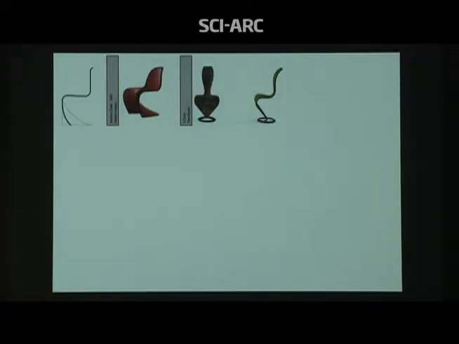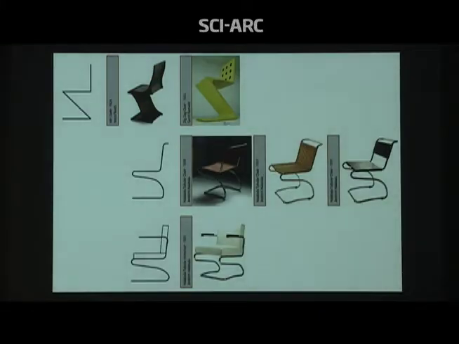The Panton chair, fascinating because the diagram is understood only as a sweep. If you cut the profile, the diagram would fall backwards. If you cut it in the middle, the diagram would fall forward. It's just by the constant curvature of one to the other that provides its stability.